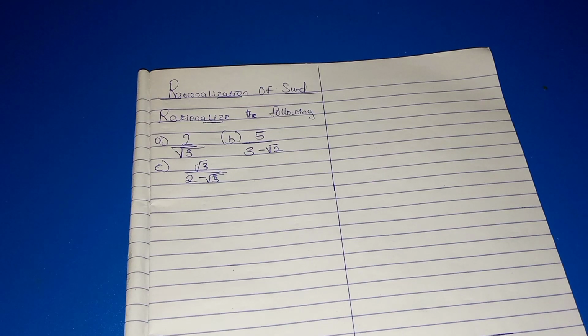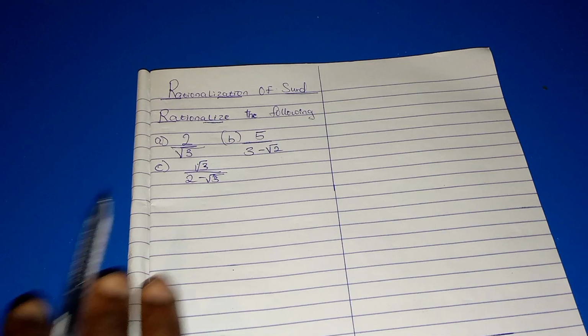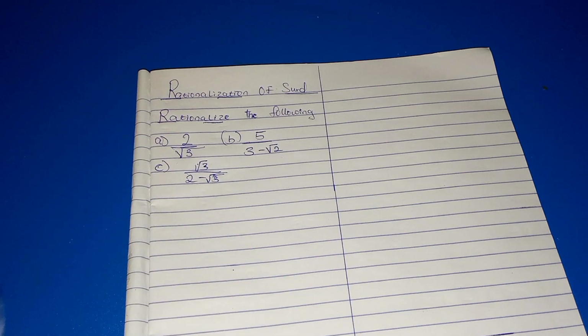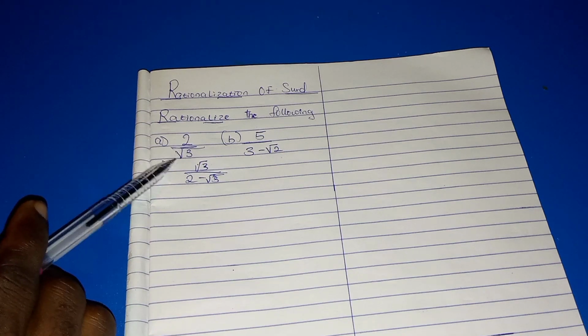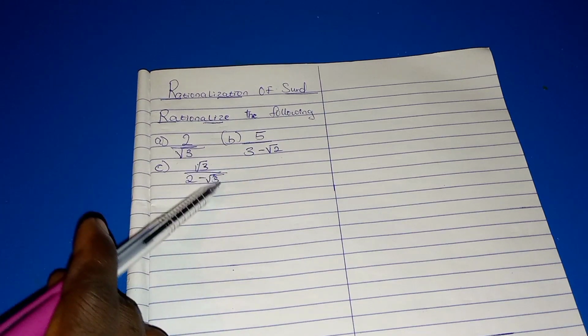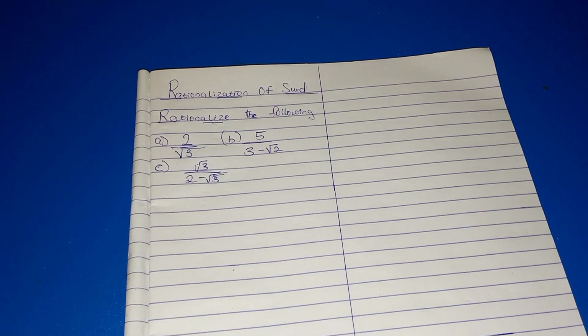What is rationalization? Rationalization is the process whereby we remove the irrational numbers in square roots from the denominator. The irrational numbers in the form of a square root that are found in the denominator of surd expressions, removing them is known as rationalization. Through this rationalization, we remove all those numbers by multiplying both the numerator and the denominator by its conjugate. Let me take it again.